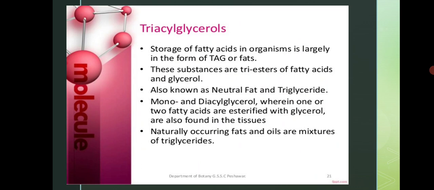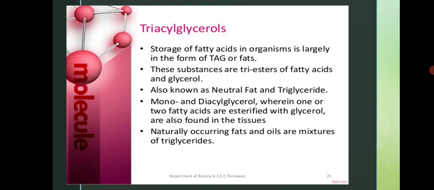So triacylglycerol, triglycerol or triglycerides, these are different names for triacylglycerol. Okay, and it is a fatty acid. Storage form of fatty acid in the organism is called triacylglycerol. So fatty acid is stored in the form of triacylglycerols. How glucose is stored in the form of glycogen, in the same manner fatty acids are stored in the form of triacylglycerols or simply fats.